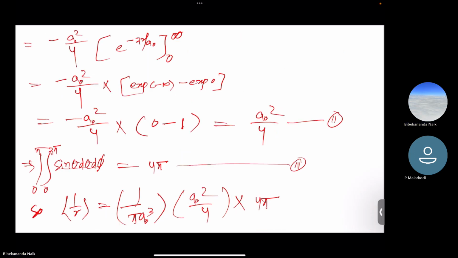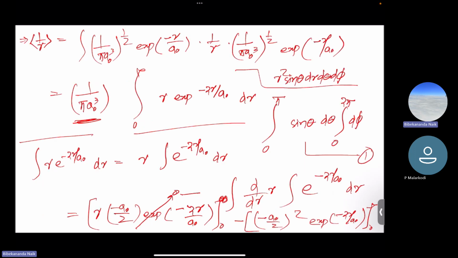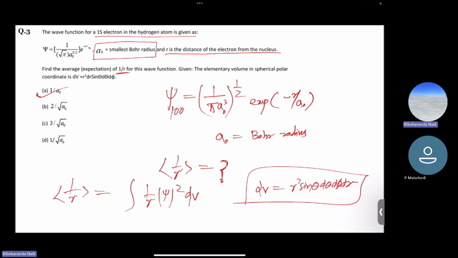So if you put the values of equation 2 and equation 3 in equation 1, you will get, so 4 gets cancelled out, pi gets cancelled out, a squared a cubed, so there will be only 1 by a0. So the correct answer is 1 by a0. I hope this is clear to everyone.